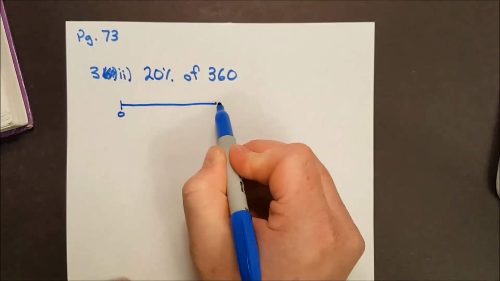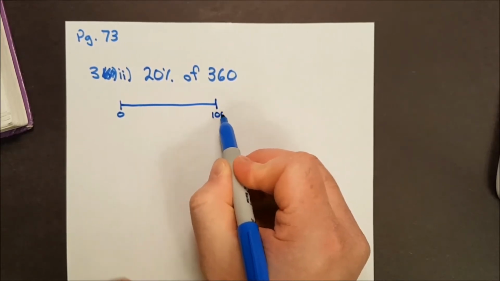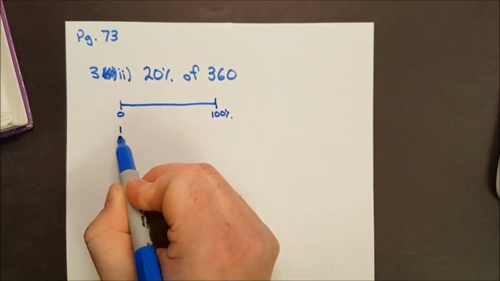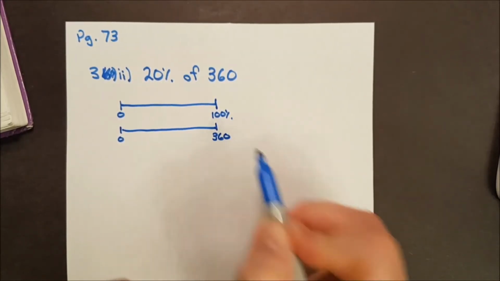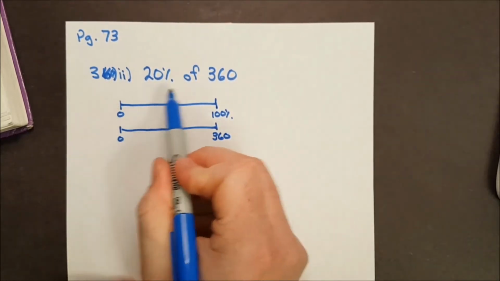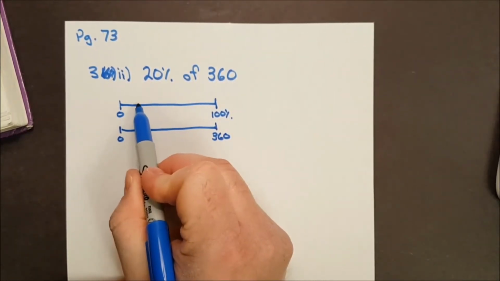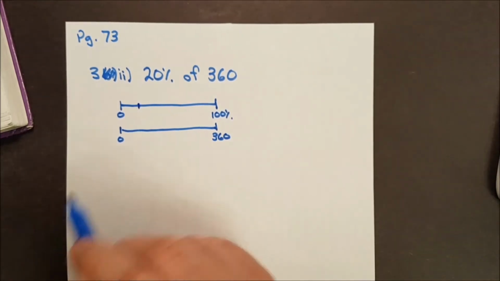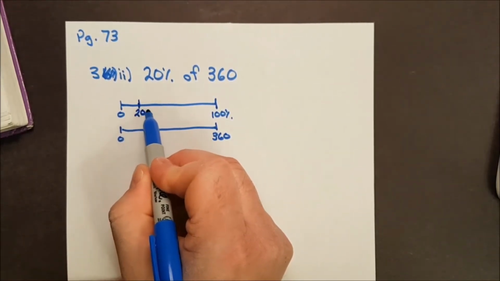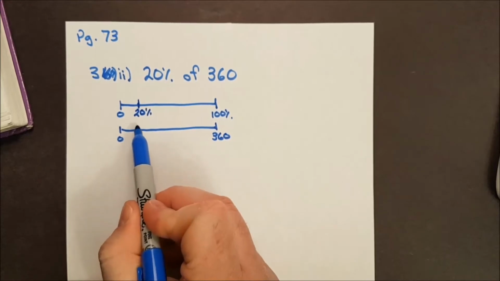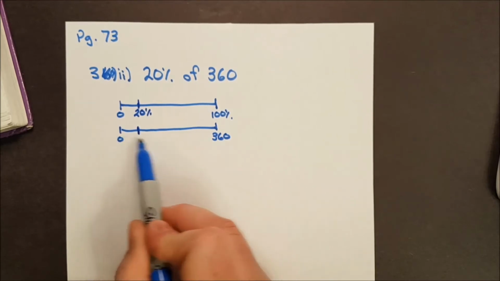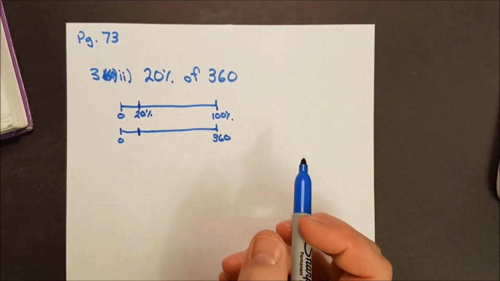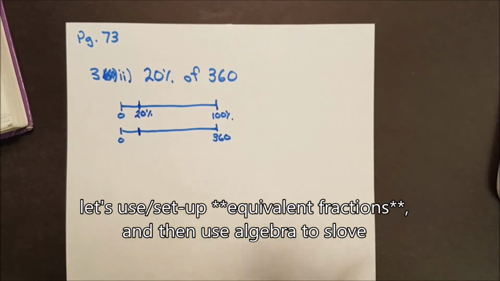From 0 to 100%. And let's draw a number line below it. We know that 100% is 360. Now 20% of 100 is about 1/5, so it's approximately right there. So this would be 20%. Now what is 20% of 360? Where does this correspond to on the 360 number line here, from 0 to 360? Well, once again, let's use some algebra and the balance model to figure this out.